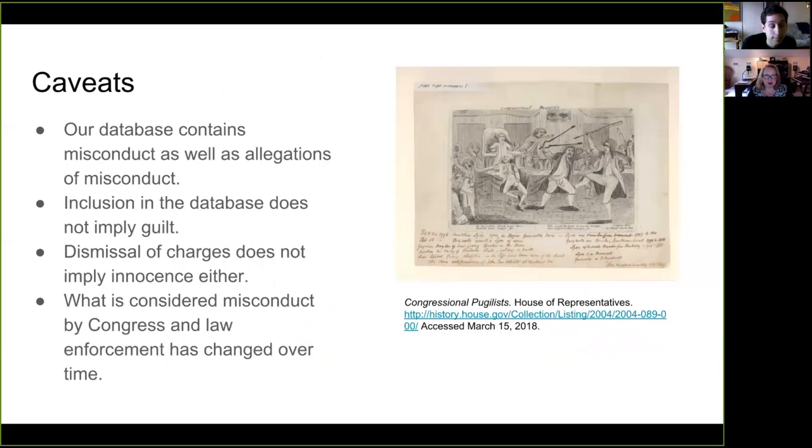What's considered misconduct by Congress and law enforcement has definitely changed over time. As you can see in the image on the slide, people used to get in big fights a lot in Congress. And one trend you can see over time is Congress learning to become civil.